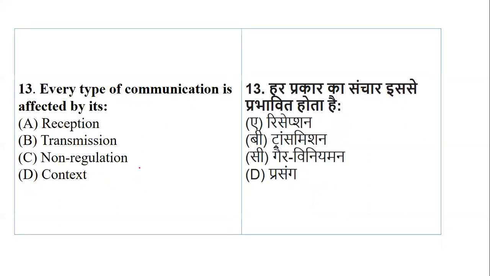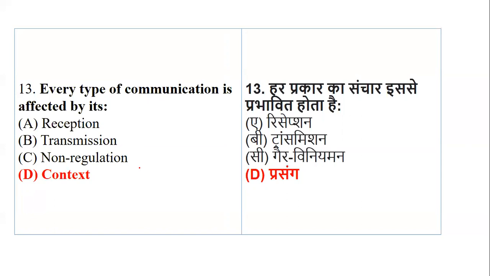Now question number 13, explain the type of communication which is affected by its reception, transmission, non-regulation, or context. So any type of communication basically will be affected by what? Reception or transmission or non-regulation. Again, reception, transmission, non-regulation does not indicate a requirement of communication. Communication will be affected only with the help of the context, the content, the purpose, what exactly the communication is about.